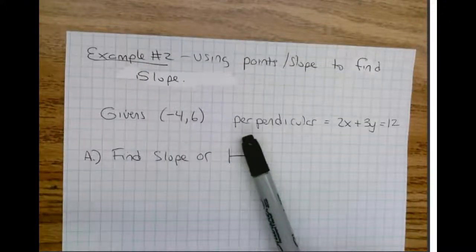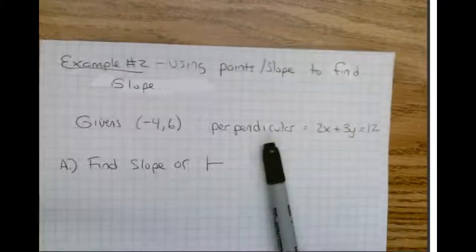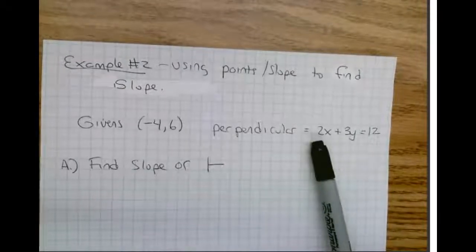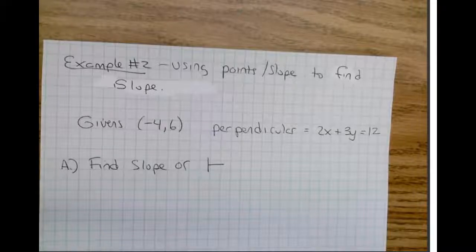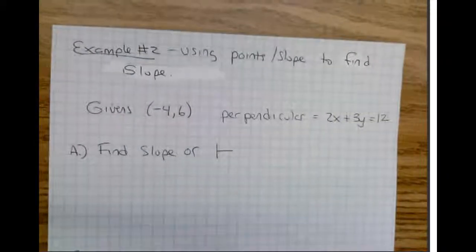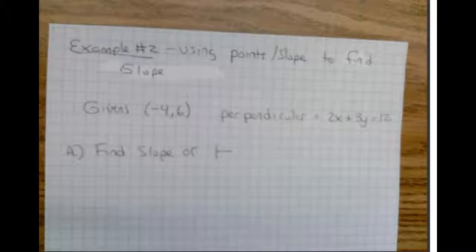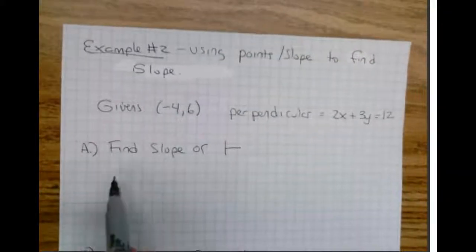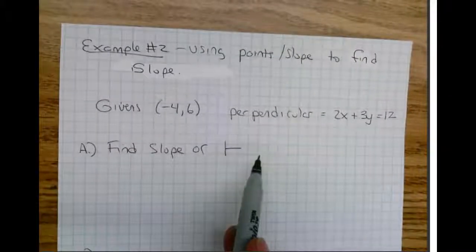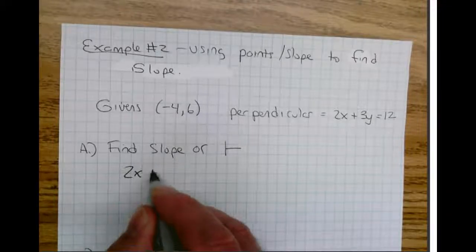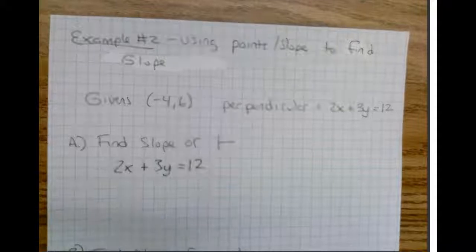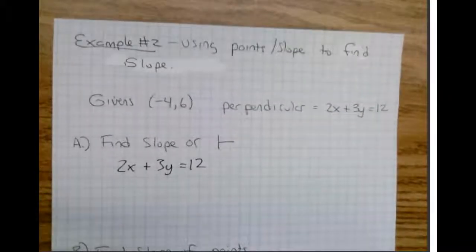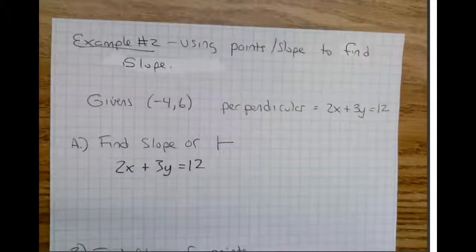And then it has a line that's perpendicular to it that is its standard form is 2x plus 3y equals 12. Okay? So the first thing we want to do here, and it doesn't really matter, you could do the second part first, it doesn't matter. But I usually start off by finding the slope of the line that's perpendicular. So I start off, I have the standard form, and I want to convert it into slope-intercept form. So I'm going to have to get it so it says y equals something.